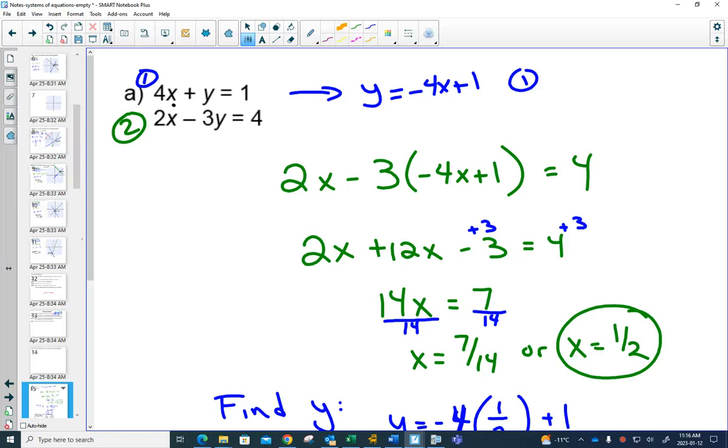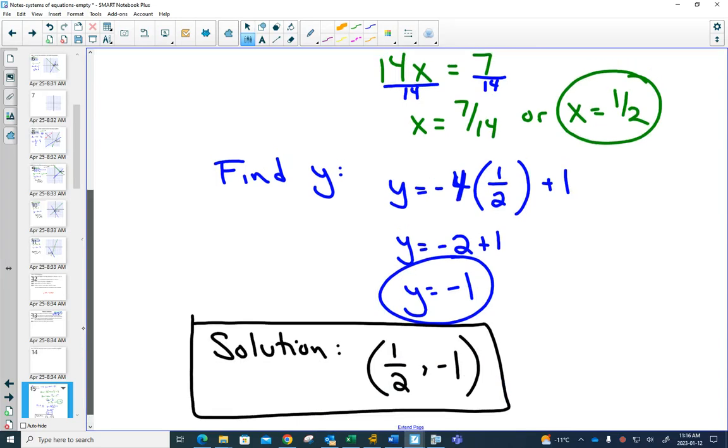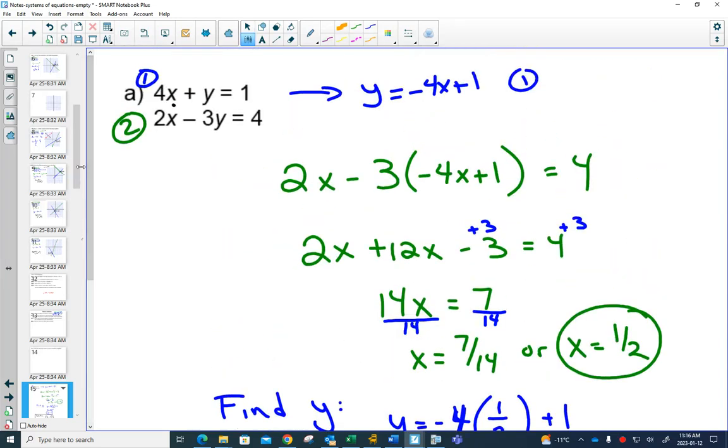In fact, when you get your solution, right, 1/2, negative 1, does equation 1 work? If x is half and y is negative 1, does it equal 1? Yes. Does equation 2 work? If x is a half and y is negative 1, does it equal 4? Yes. It has to work for both of them, right? That's our solution. Can you see that?